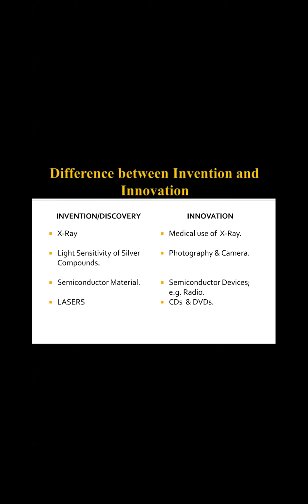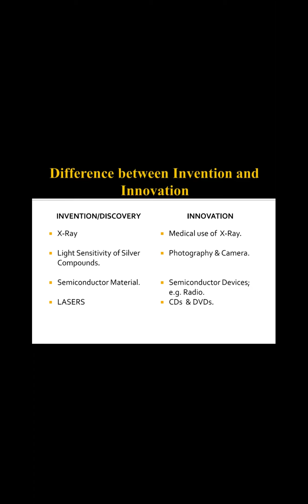Now the difference between invention and innovation: different discoveries and inventions lead to different innovations in our day-to-day life. For example, the x-ray, which was the biggest discovery by the scientist Rontgen in 1895, led to different medical uses. The second, we have light sensitivity of silver compounds. There are various silver compounds such as silver bromide, silver iodide, or silver chloride, which are very light sensitive. And these light sensitive compounds are now used in photography, or you can say in cameras. The third, we have semiconductor material.